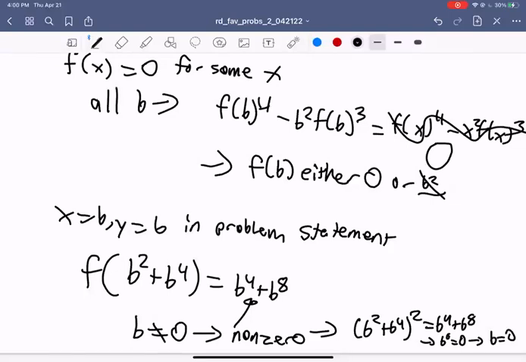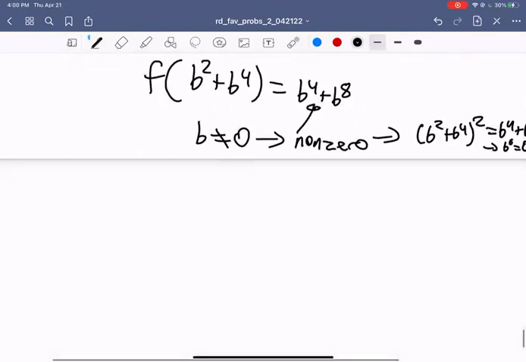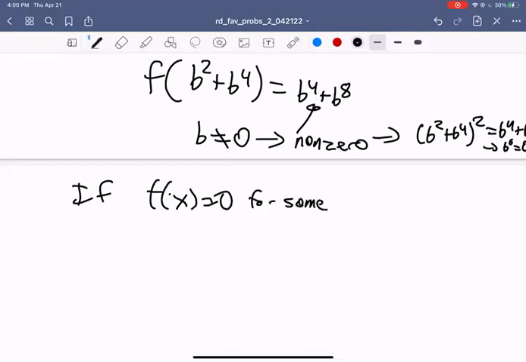Therefore, the only case where f of b is equal to b squared is when b equals 0, and then we also have that f of b is 0 because b squared is 0. And therefore, with f of x equals 0 for some x, it's also true for all x.